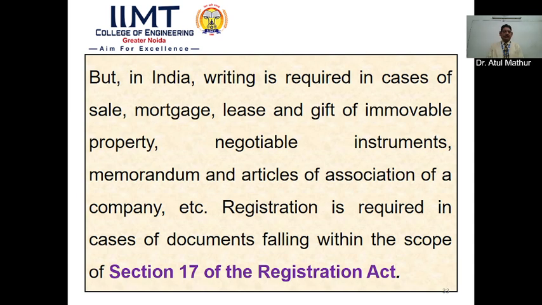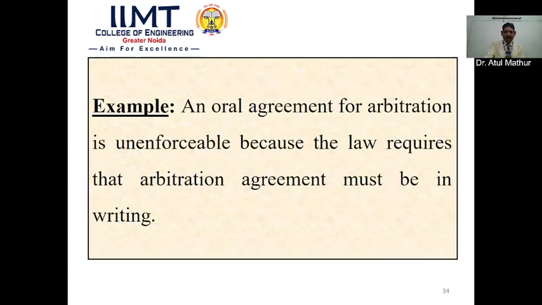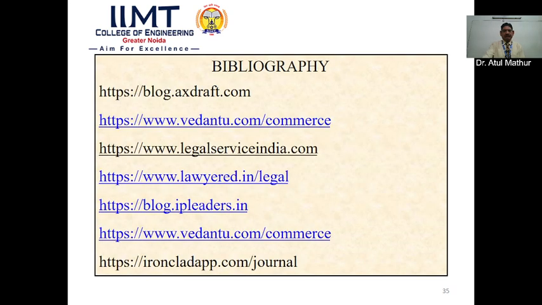But in India, writing is required in cases of sale, mortgage, lease, and gift of immovable property, negotiable instruments, memorandum and articles of association of a company, etc. Registration is required in the cases of documents falling within the scope of section 17 of the Registration Act. Example: an oral agreement for arbitration is unenforceable because the law requires that an arbitration agreement must be in writing. That is all.